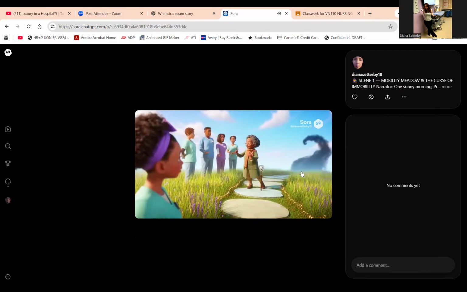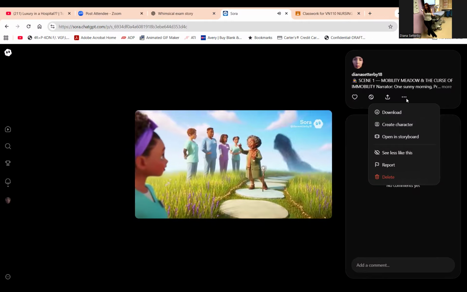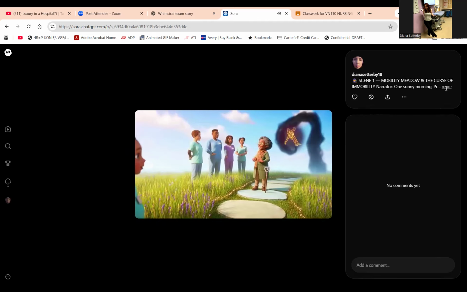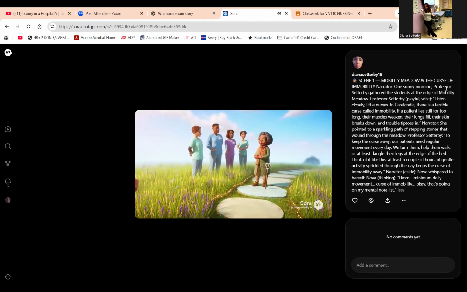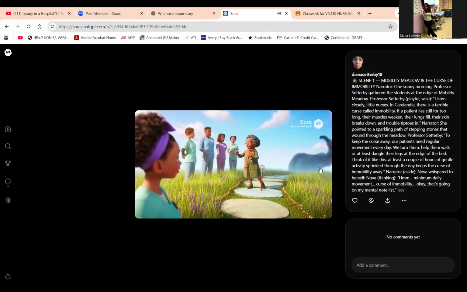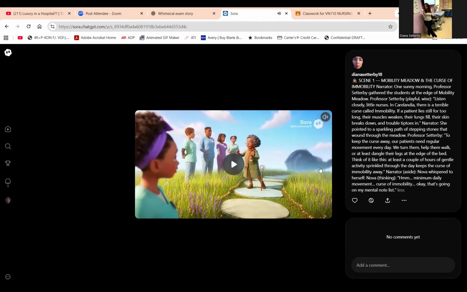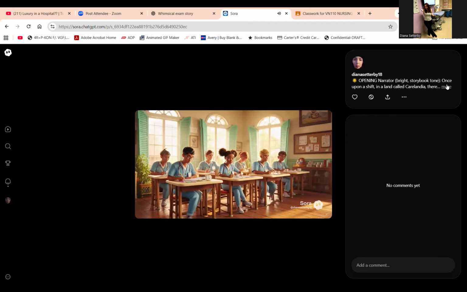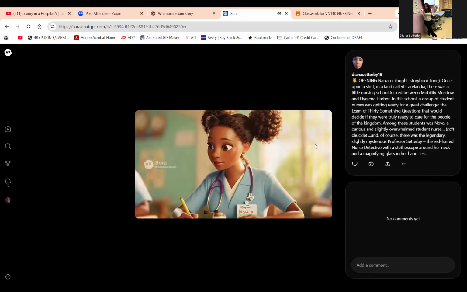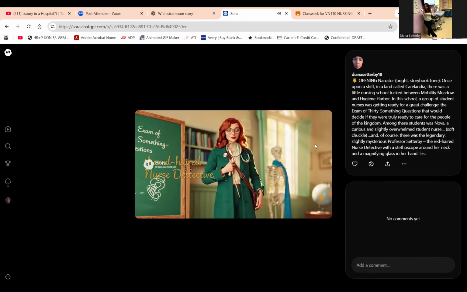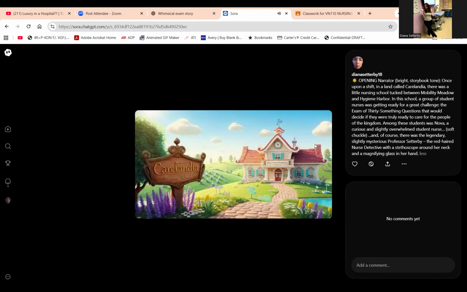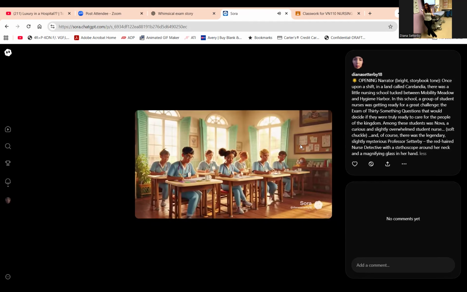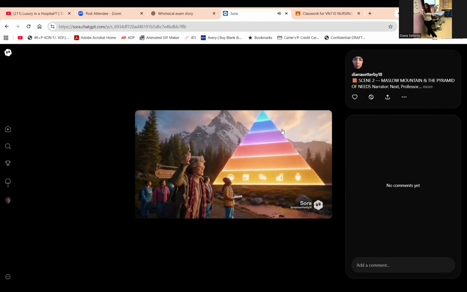One sunny morning, Professor Setterby gathered the students at the edge of Mobility Meadow. Listen closely, little nurses. In Carelandia, there is a terrible curse called immobility. Once upon a shift, in a land called Carelandia, there was a little nursing school tucked between Mobility Meadow and Hygiene Harbor. In this school, a group of student nurses was getting ready for a great challenge.